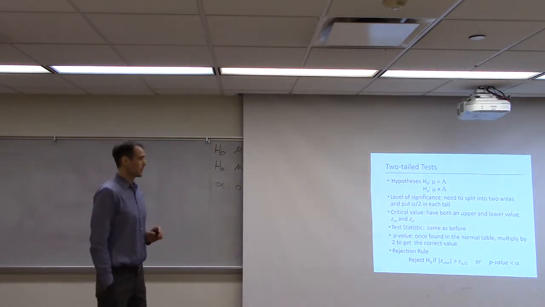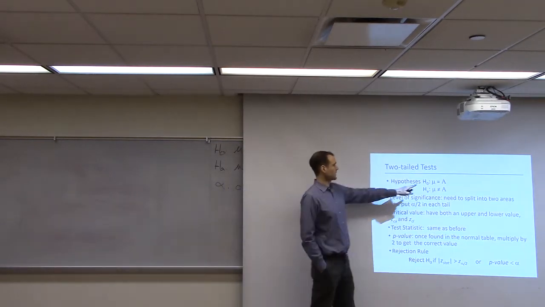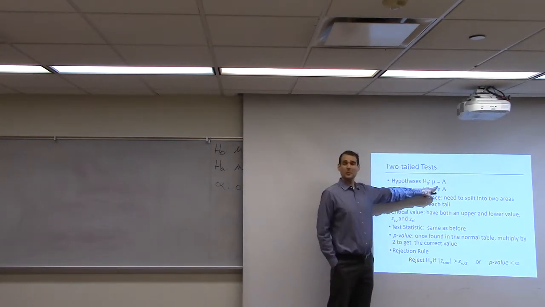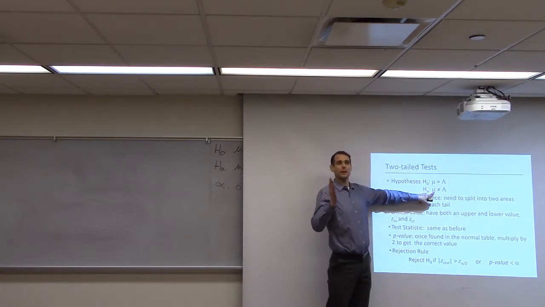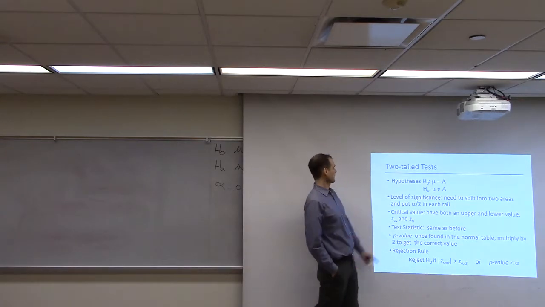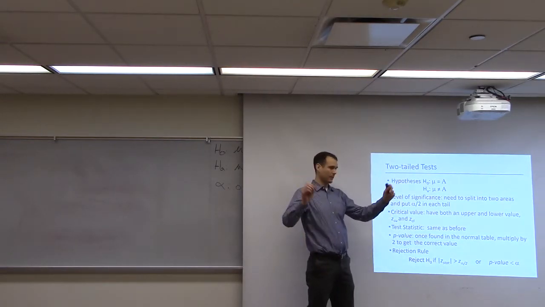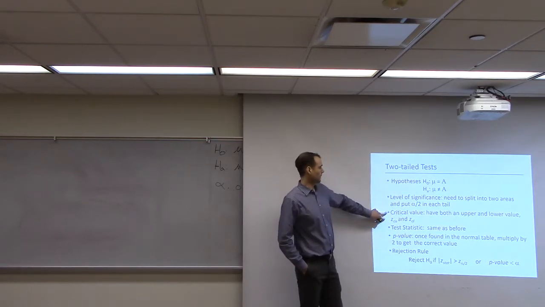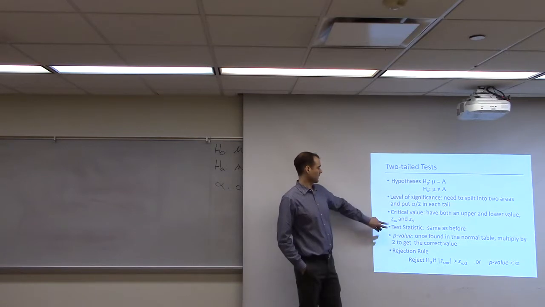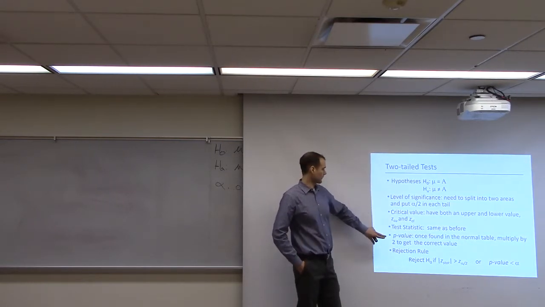Okay, just a couple of nuances with two-tailed tests. Two-tailed test is going to be an equality, so there's going to be two ways to disprove an equality, either really high sample data or low sample data. So we split the significance level in two in our rejection region for each tail. So we have an upper and lower critical value. We calculate the test statistic just the same way we did previously.